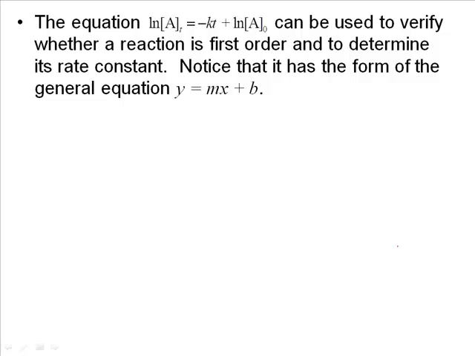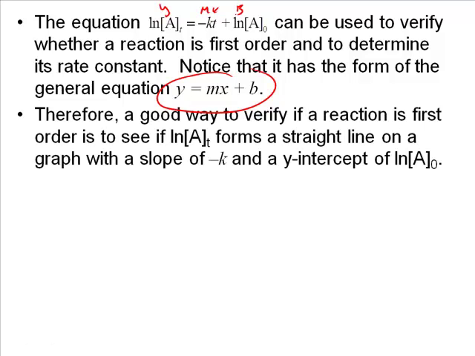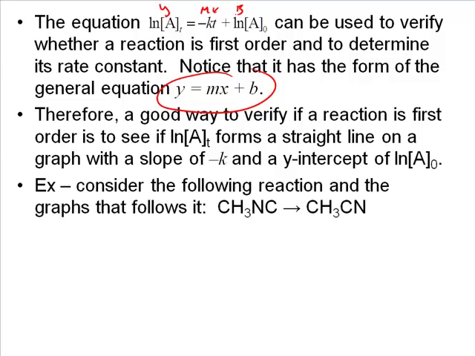Now, when we're using a first order equation, notice that we have that general equation of y equals mx plus b, where we've got y, mx, and b. So a good way to verify if a reaction is first order is to see if the natural log of A forms a straight line in a graph with a slope of negative k and a y-intercept of natural log of A at time 0. I'll show you that here in just a second.